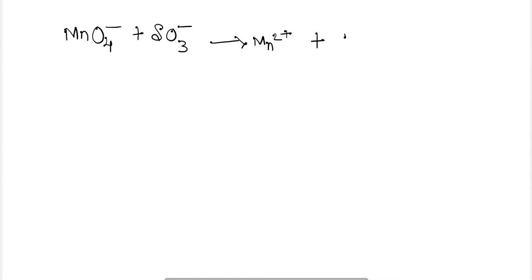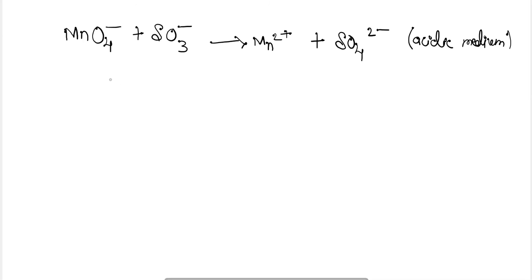Moving to the next example, let's take one more example. MnO4 minus plus SO3 2 minus gives Mn2 plus plus SO4 2 minus in acidic medium. This reaction is taking place in acidic medium. So we have to balance this chemical equation.